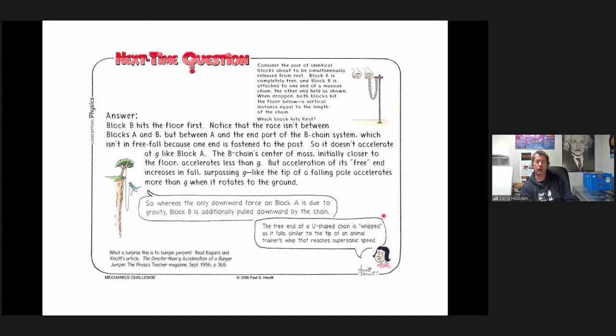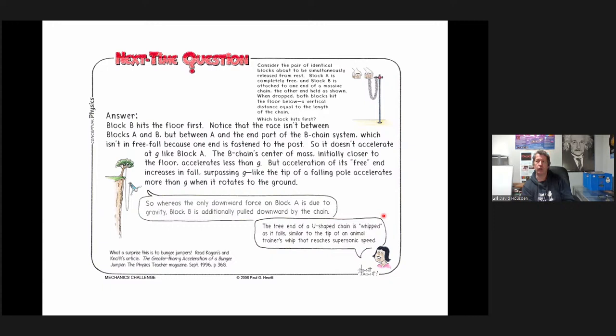Block B chain's center of mass, initially closer to the floor, accelerates less than G, but acceleration of its free end increases in fall, surpassing G. So actually, when you do bungee jumping, a surprising result, if you drop something at the same time and there was no air resistance and things like that, you would get there before the thing you dropped.